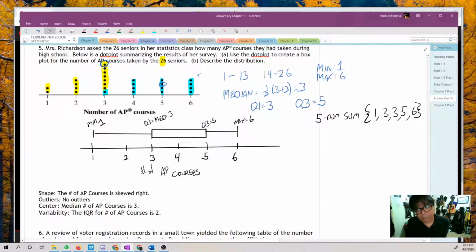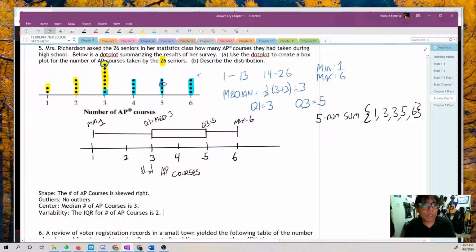Which actually brings up the other good point: while you're describing this, it's always important that you add context to your description. So if we're talking about number of AP courses, this description better say number of AP courses at least once, if not everywhere. So shape, outliers, center, variability, put it in context, and you got yourself a good description.